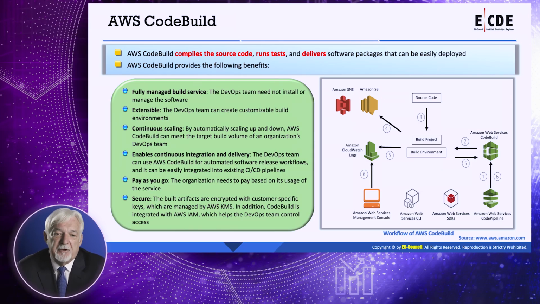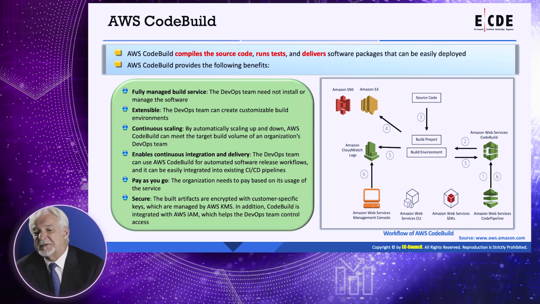And it's very, very secure. The built artifacts are encrypted with customer-specific keys. You define them, which are managed by the AWS Key Management System. In addition, CodeBuild is integrated with the AWS IAM side of the house, which helps the DevOps team control access as far as who can do what. It's the roles, permissions types of base.